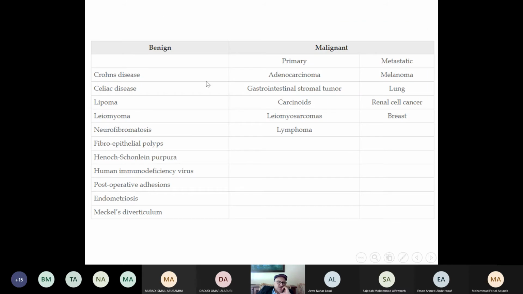Now, the secondary causes can be any disease in the small intestine. Benign ones like Crohn's, lipomas, neurofibromatosis, endometriosis, Peutz-Jeghers, or any malignant lesion like lymphomas or adenocarcinomas, etc. In practice, I have seen it in Crohn's disease. I've seen it with lipoma. I've seen it with Peutz-Jeghers and with lymphoma.